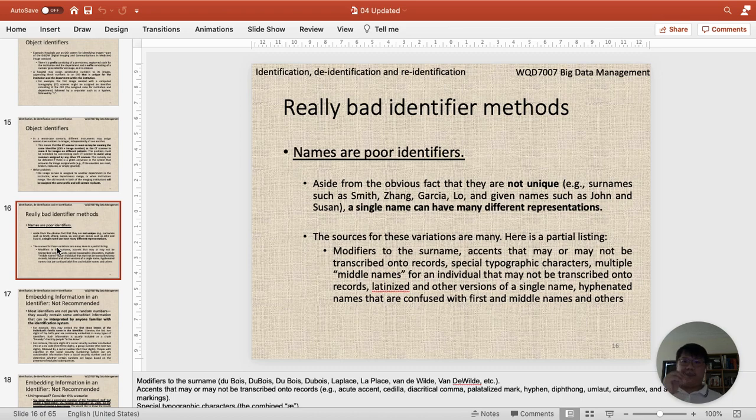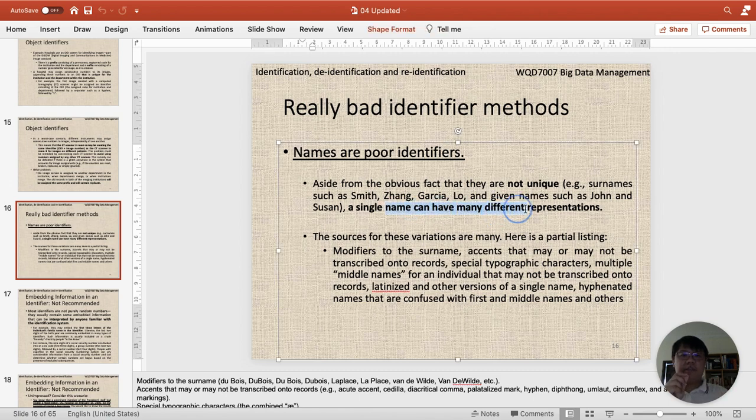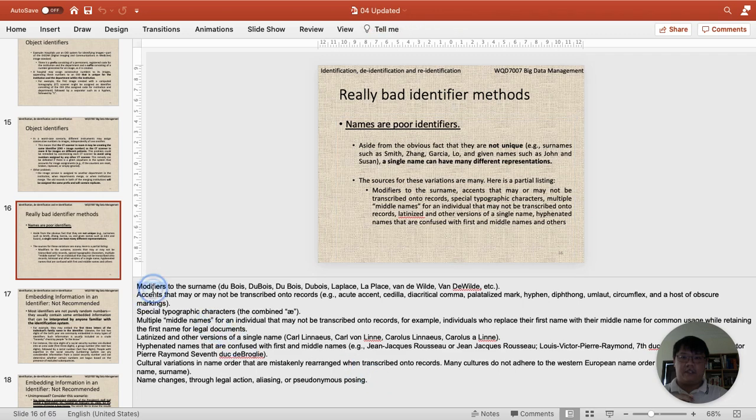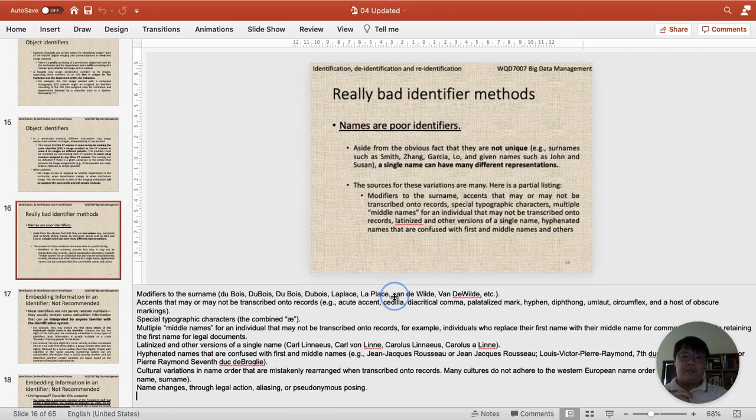Really bad identifier methods basically tell you a situation where names are very, very poor identifiers. Aside from the obvious fact that they are not unique, like for example, Smith, John, Garcia. All these are very, very common names. A single name can have many, many different representations. I am giving you a lot of examples over here, so you can take a look if you are interested.